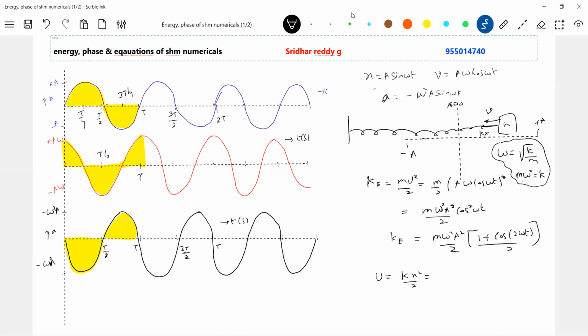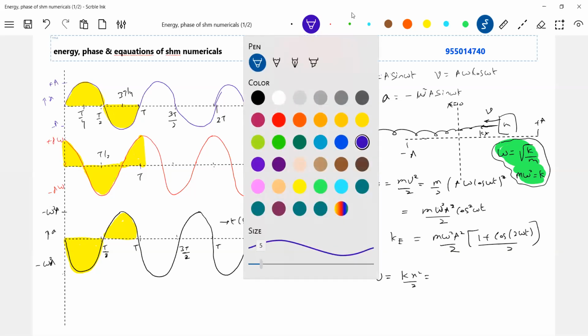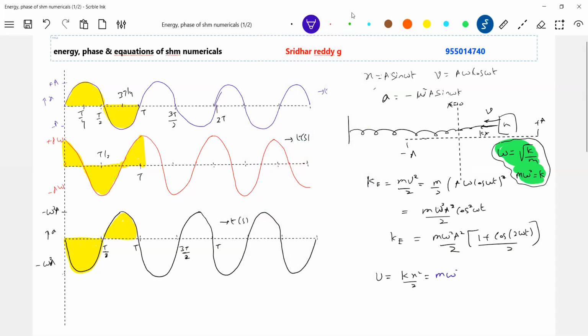Wherever I want, I'll do such a replacement. So shall I replace k as m omega square? Yes, k as m omega square by 2 x square, a square sine square omega t. Now m omega square a square sine square omega t, you can write as 1 minus cos 2 omega t by 2. This is the expression for the potential energy.